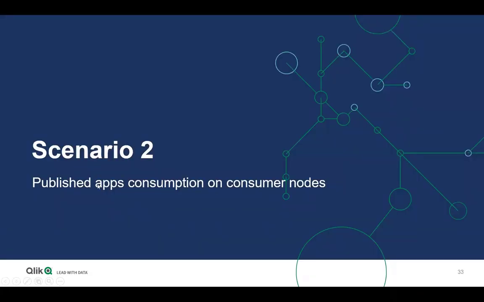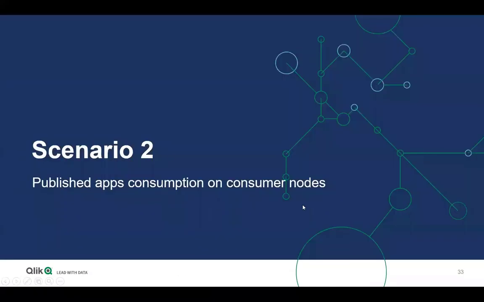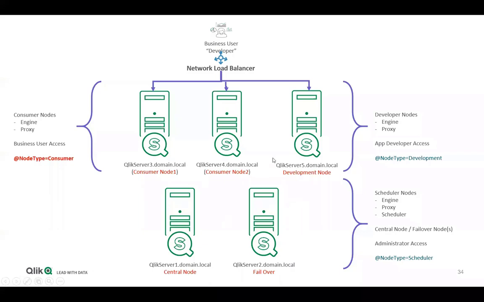The next task is we want to have all published apps be opened on consumer nodes. By this, after finishing this, we will be able to separate the development work and the end user visualization work on development node and consumer node. So let's again look at this architecture.